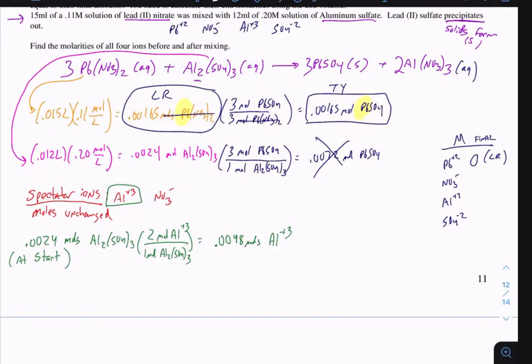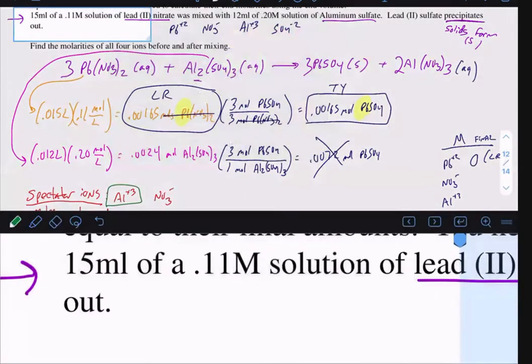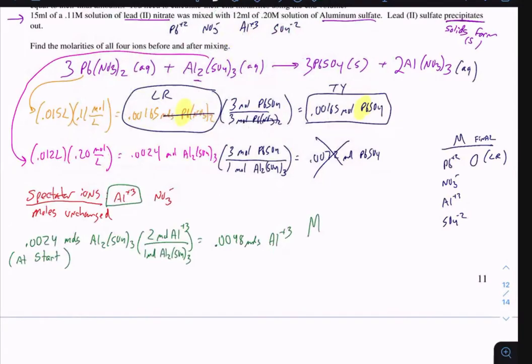Now, like we said, with spectator ions, the moles do not change. What we did here in green was we just figured out how many moles of aluminum there were at the beginning. That is also how many moles of aluminum there are at the end. So if I said, what is the molarity at the end? Molarity is just moles divided by volume. We have a cumulative volume, and all we have to do is add up our total milliliters, right? What do we got? 15 and 12, so our total volume is 27 milliliters. So in other words, the molarity of aluminum is equal to 0.0048 moles divided by 0.027 liters.